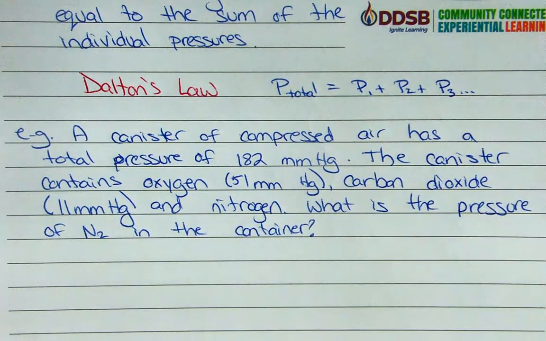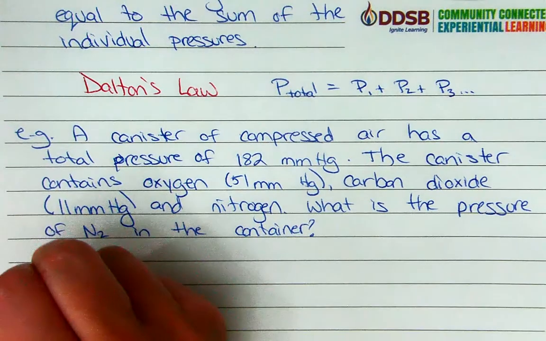Okay. A canister of compressed air has a total pressure of 182 millimeters of mercury. The container contains oxygen, which accounts for 51 millimeters of mercury, carbon dioxide, accounting for 11 millimeters of mercury, and nitrogen. I'm asking you what the pressure of nitrogen is in the container.